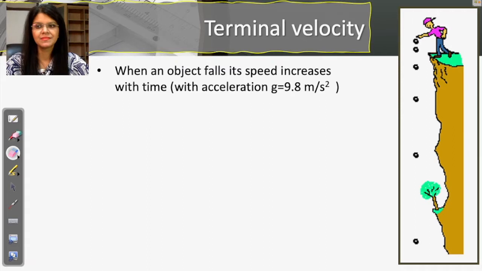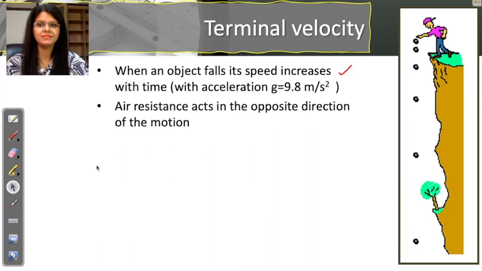Alright? First point, I hope, is sorted and understood. Read it again and again and see if it makes sense. If it does not make sense, maybe you need to go through the previous sections of this same video again. Let me now open the second point. Air resistance acts in opposite direction of the motion.